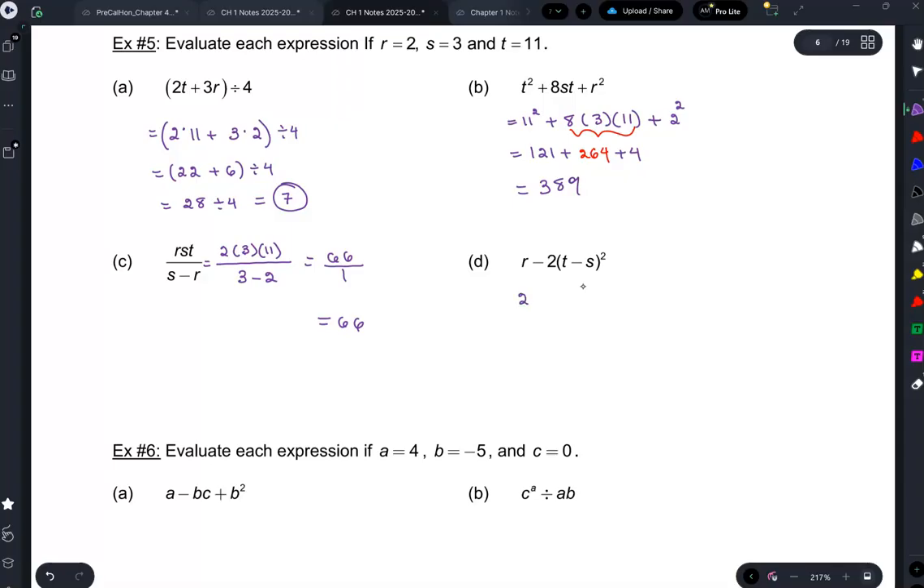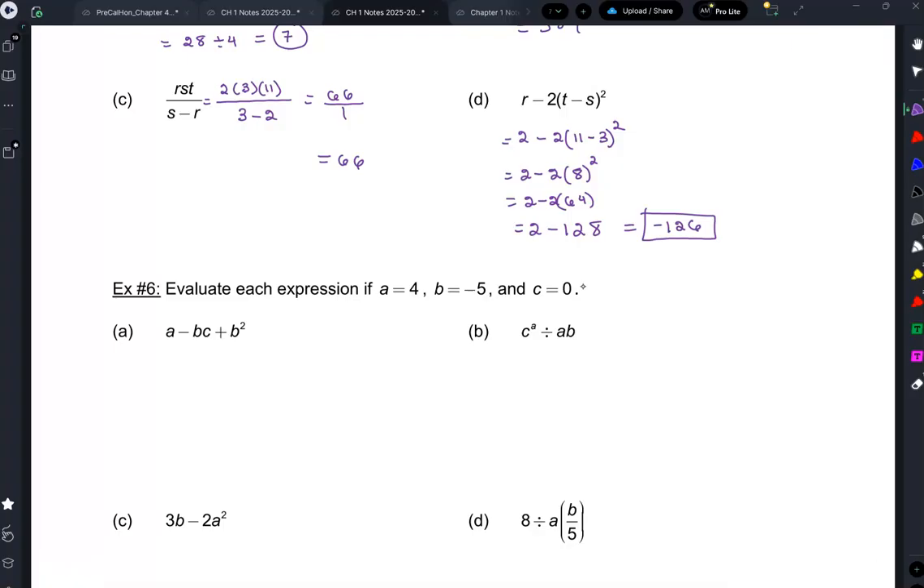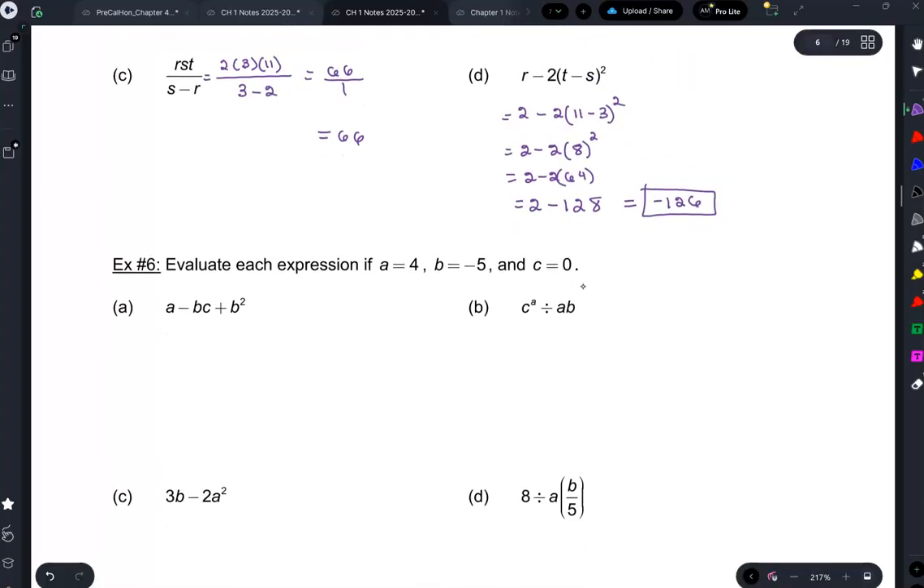So here we go. R, 2, minus 2 times, what was T? 11 minus 3 squared. 2 minus 2 times 11 minus 3 is 8 squared. 2 minus 2 times 64. Now I multiply first, right? So negative 126. Okay. All right.